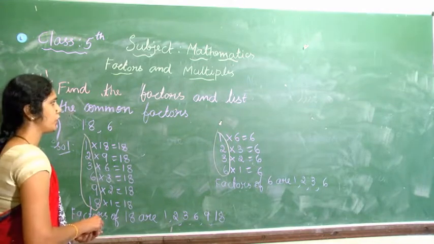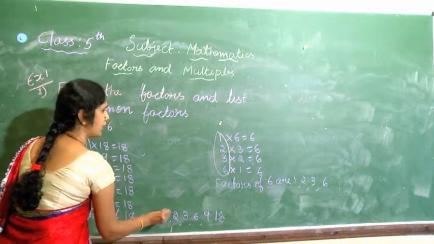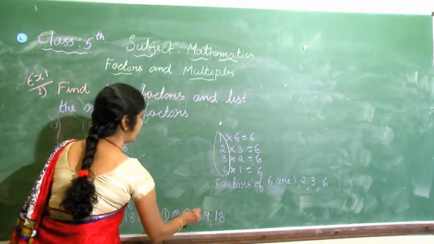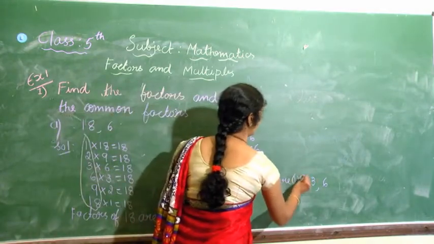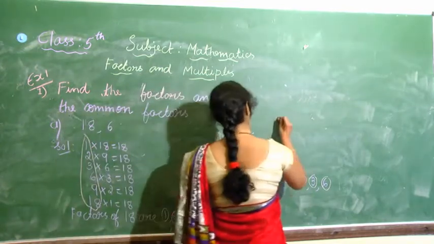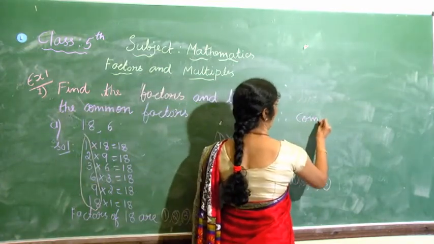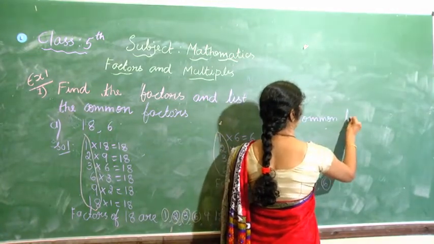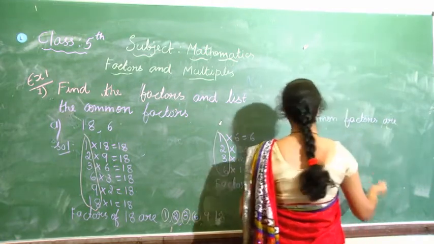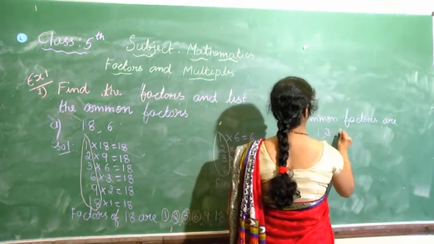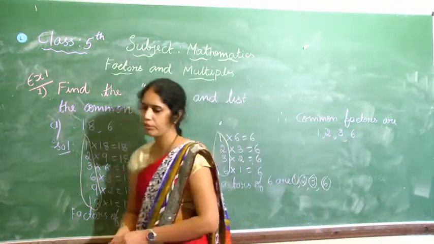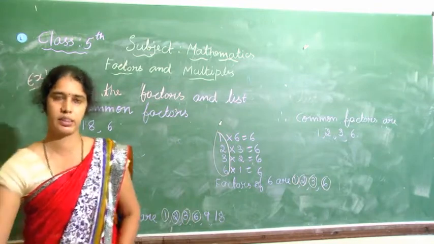Now tell me, what are the common factors here? We can observe that 1 is a common factor, 2 also, 3 also, 6 also. Therefore, common factors are 1, 2, 3, 6. These are the common factors of 18 and 6.